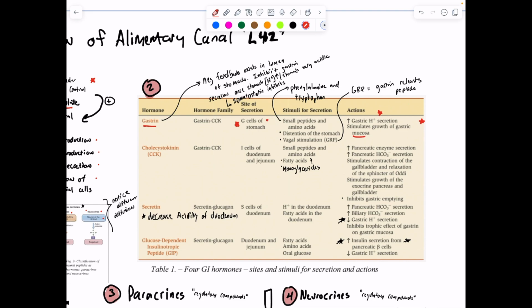So from G cells of the stomach, stimuli for secretion are small peptides or amino acids specifically, to great effect phenylalanine and then tryptophan, distension of the stomach from the ingestion of food, and then vagal stimulation, in particular GRP, which is gastrin releasing peptide, will cause more gastrin to be released, which will then cause the effects of gastrin, increase in H plus from our parietal cells.